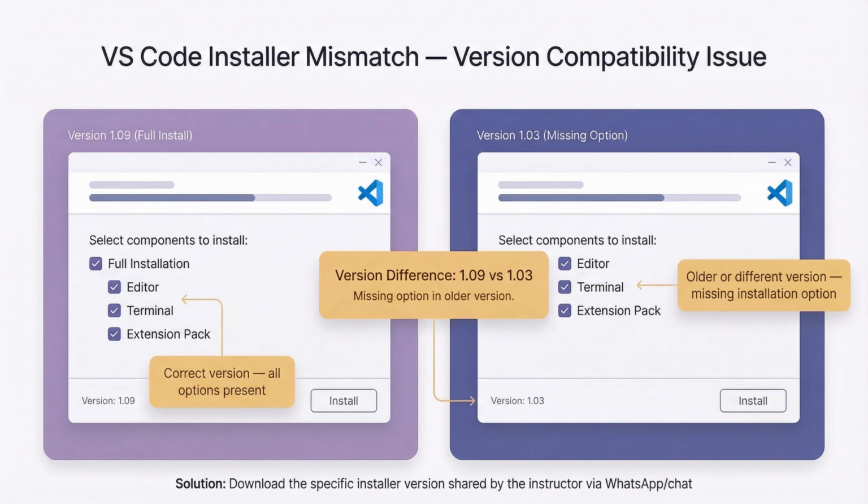If you ever run into this, don't try to reinstall randomly. First, compare your version number with the one the instructor is using. Even a small version difference, like 1.03 versus 1.09, can change what options appear during setup. The instructor shared the correct installer file directly, which is the cleanest solution when version mismatches cause problems.